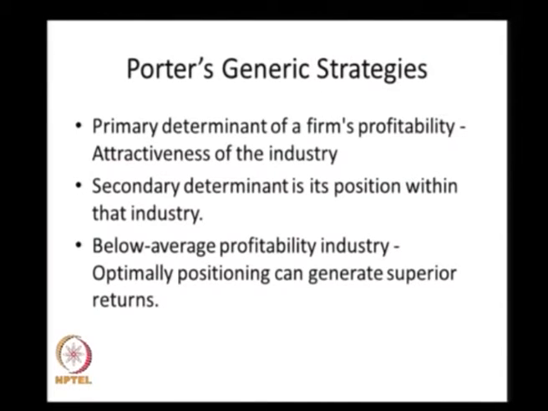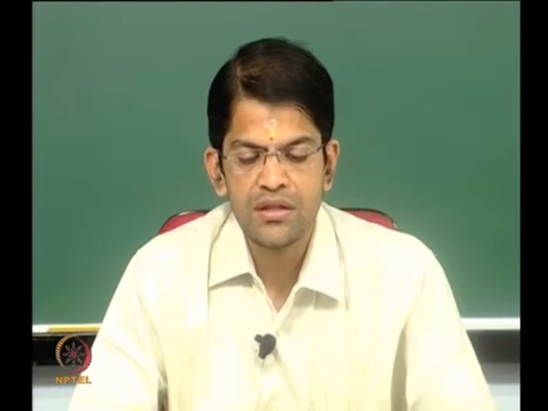You also have a secondary determinant, which is the firm's position within the industry. So a firm's position within an industry becomes a secondary determinant, and assume that the industry is a below average profitability industry. We need to optimally position the firm so that you gain superior returns. So only if you are able to position a firm optimally will you be able to gain superior returns. And this you can do following 3 different generic strategies that Michael Porter suggests.